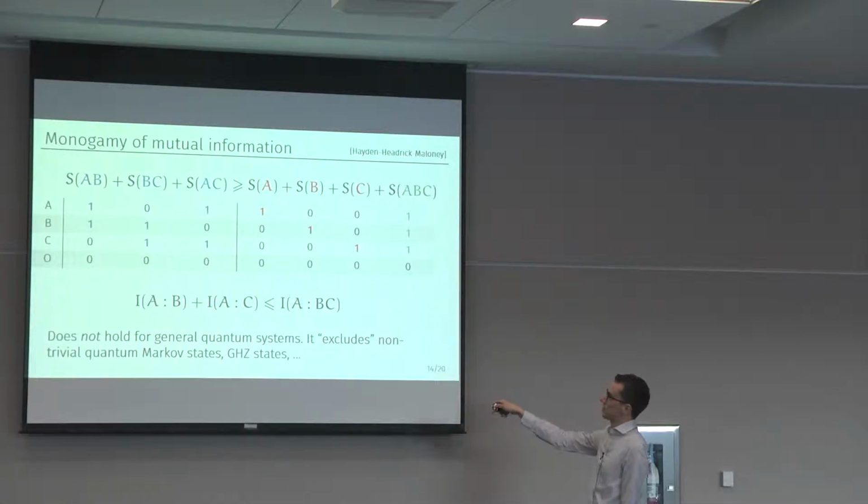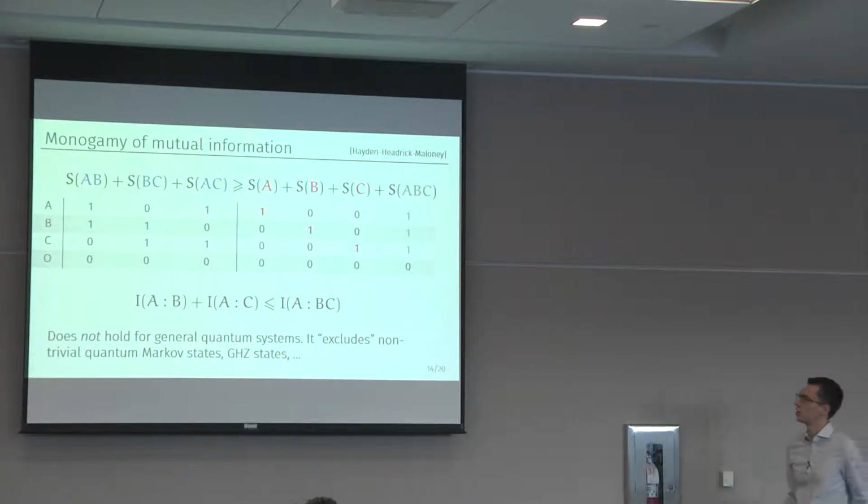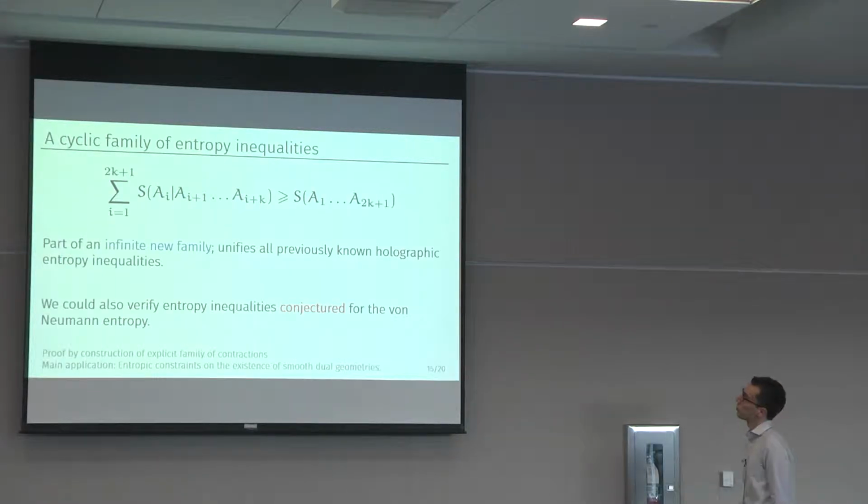Some explicit states, or explicit correlations, excluded by this inequality are GHZ states, say, four-party GHZ states. So this is an interesting inequality, and I think we still haven't fully explored the consequences, the information-theoretic content of this inequality, which would be very interesting to do. Using our proof by contraction method, we could prove an infinite new family of such entropy inequalities.